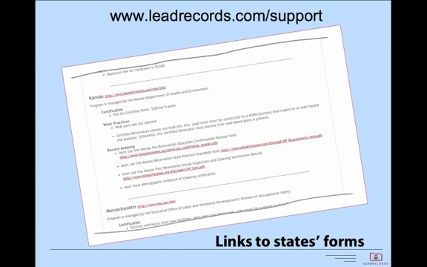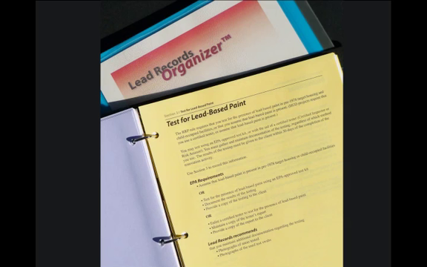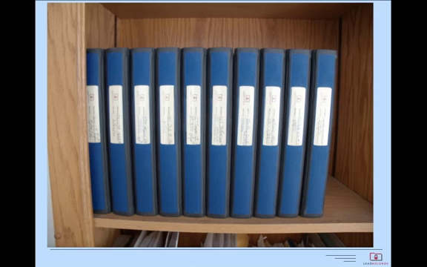Lead Records Organizer comes in a rugged, easy-to-use binder that will stand up to the rigors of the job site. The binder allows you to remove and replace forms as necessary and keeps them all in one place. And since the EPA requires that you keep these records for 3 years, the binder provides the perfect method for storing your documentation.